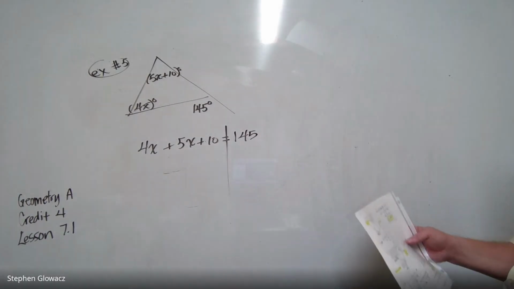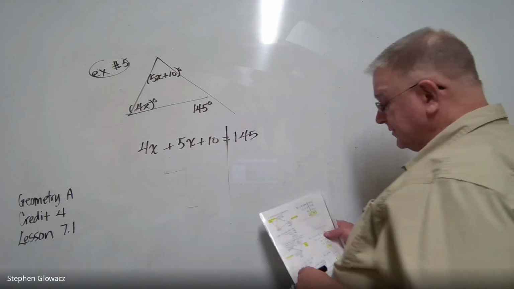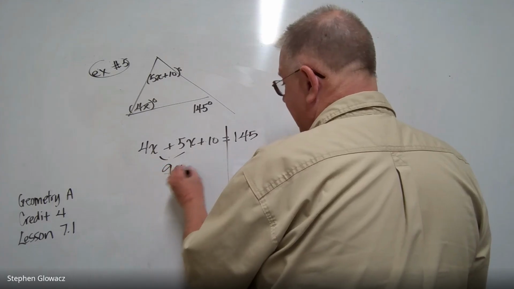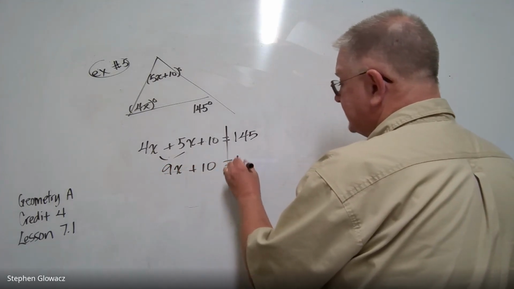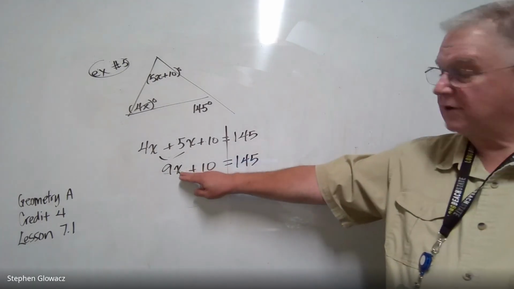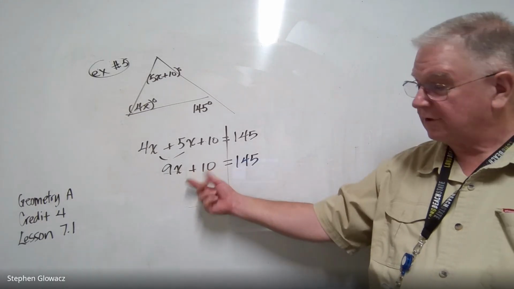And so our next step is to combine like terms. This time our like terms are the x's. 4x plus 5x is 9x. So we have 9x plus 10 equals 145. Once again, x is on the left-hand side here, so we're focused on the left.